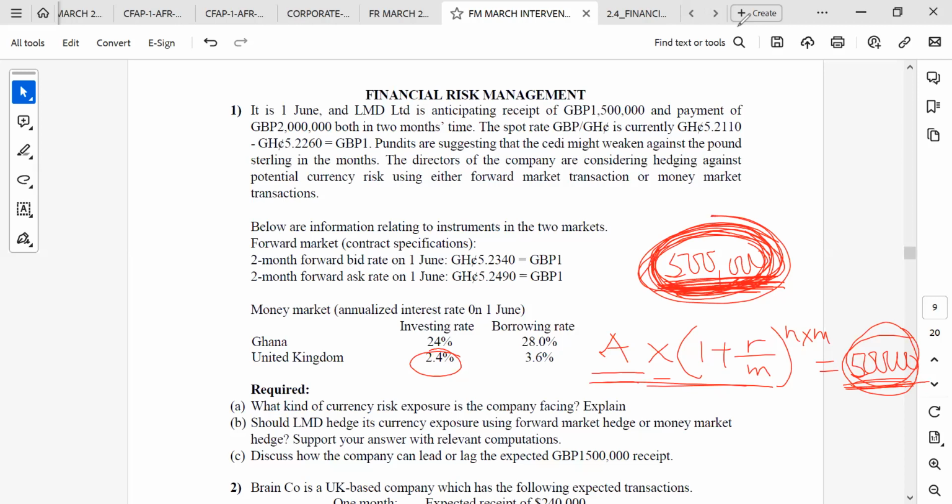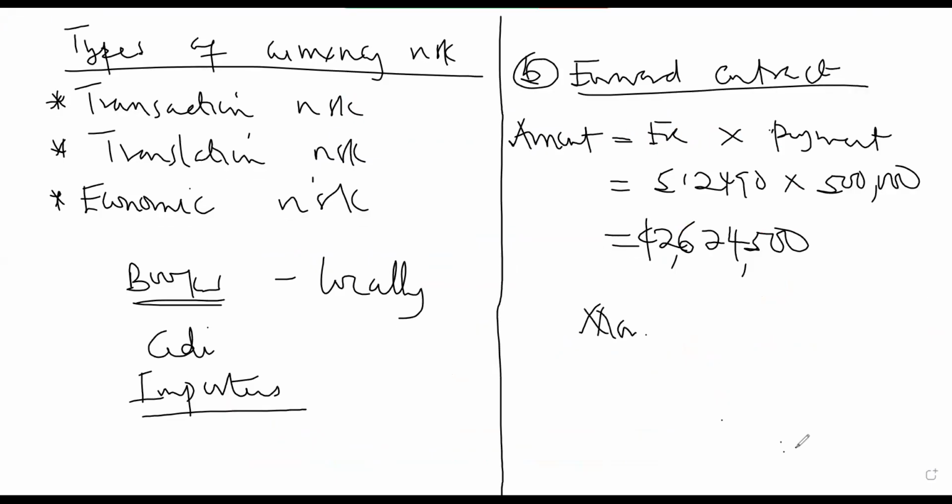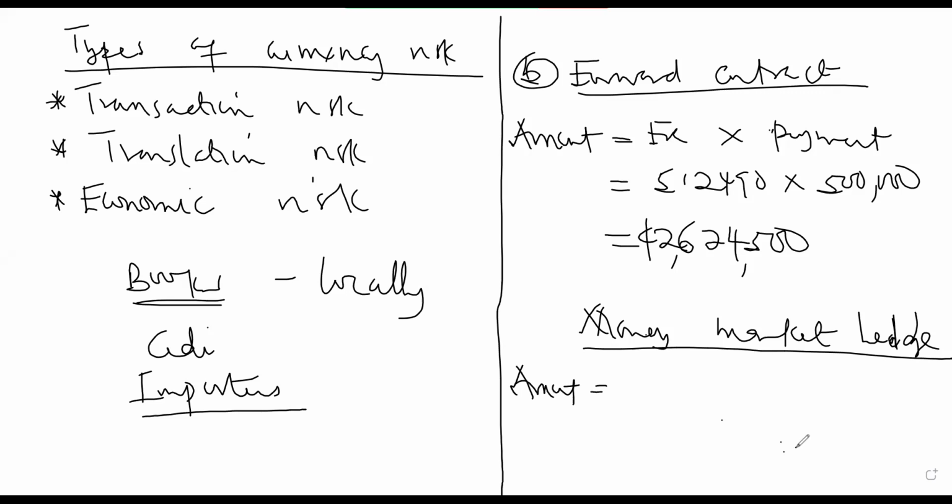How much should we deposit today? That is how the question will start. How much should we deposit today so that in 2 months' time we'll have the 500,000? If you want to know the 500,000, it will be the amount that you are depositing today multiplied by the increment. Then that will give you the amount that you are going to be depositing today. So we find it from that side, the money market hedge.